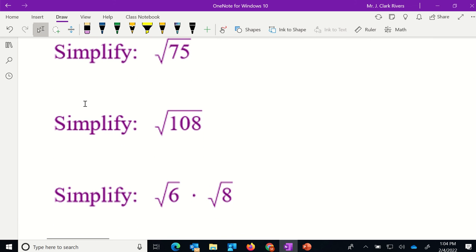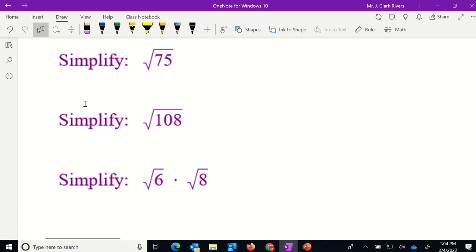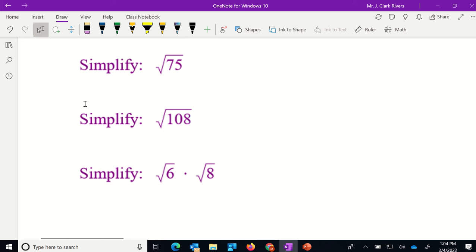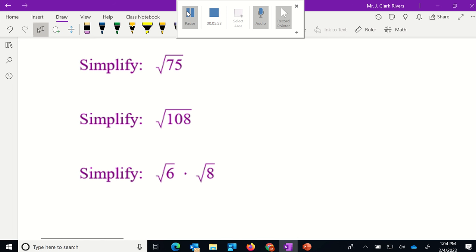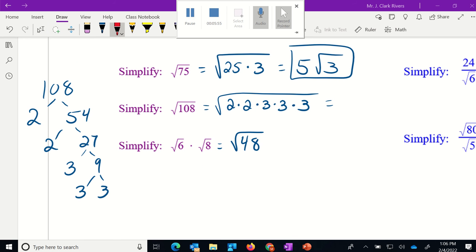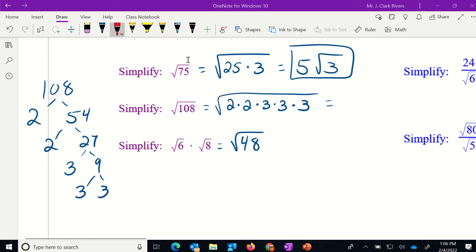Square root of 75, square root of 108, and then square root of 6 times square root of 8. I think you can do all three of these. Give those a shot. I'm going to pause the video. You at home, try those out too. The first problem. We do have a perfect square factor of 75. You can rewrite 75 as 25 times 3. The square root of 25 is 5, so we get 5 root 3. I bet everybody got that one right.